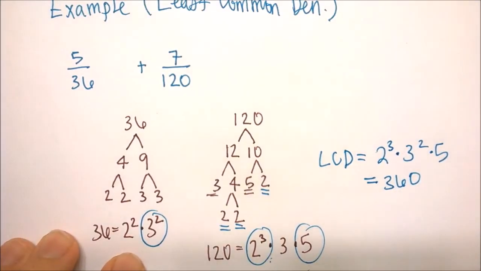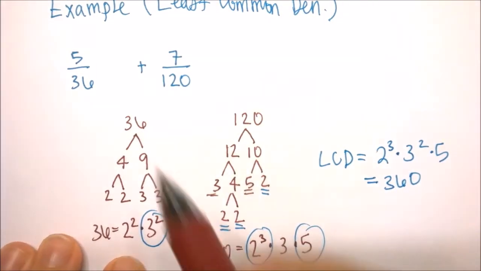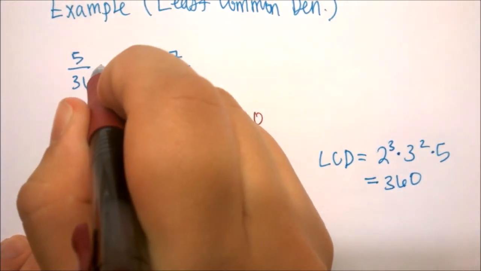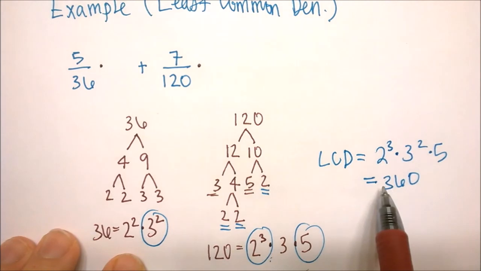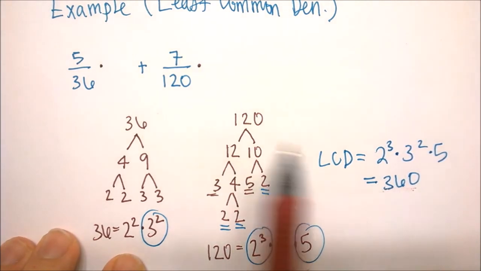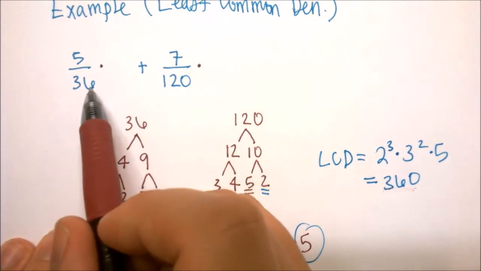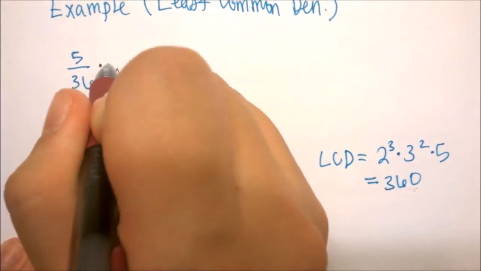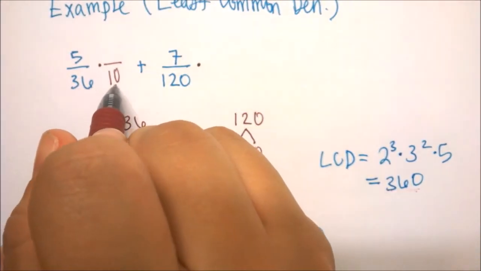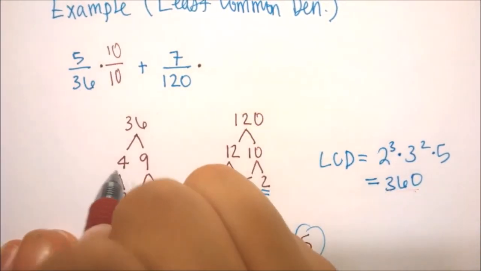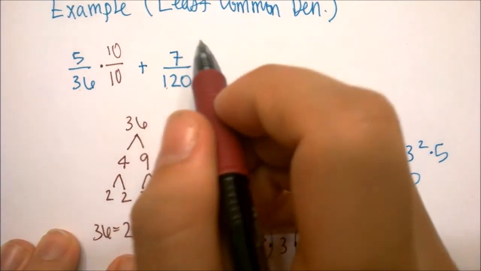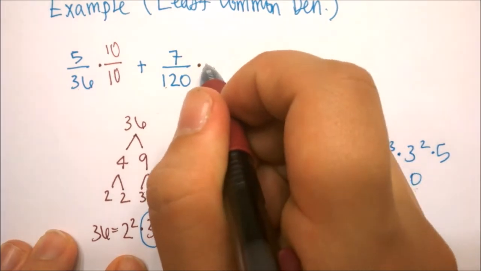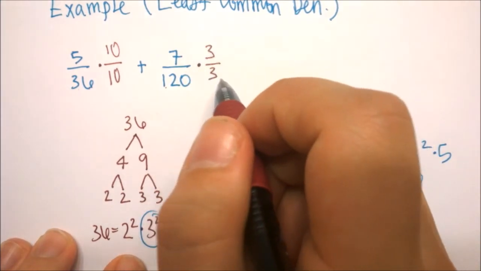So now we can get this in a form that we can add them together. We know we want the denominator to be 360. So we need to multiply 36 by 10. And what we do to the bottom, we have to do to the top. So 10 over 10. And we want to multiply 120 by 3 to get 360. And what we do to the bottom, we have to do to the top.